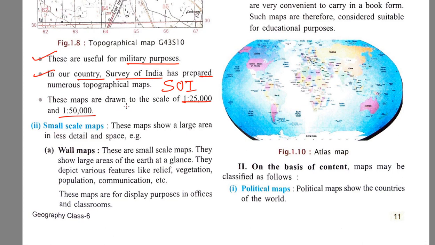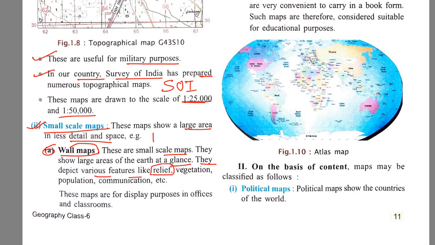Then the second type of scale, small scale maps. These maps show a large area in less details. That means in small scale, all the things are not in details and lots of things we are showing in a short area. There are also some subdivisions like wall maps. These are small scale maps and they show large areas of the earth at a glance. So when we have to show any features at a glance, then we use this type of small scale maps, and they depict various features like relief of any certain area, vegetation pattern, population, communication.